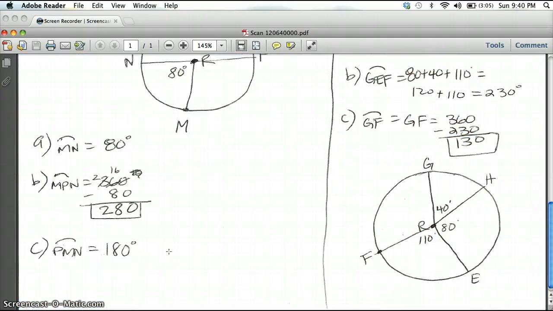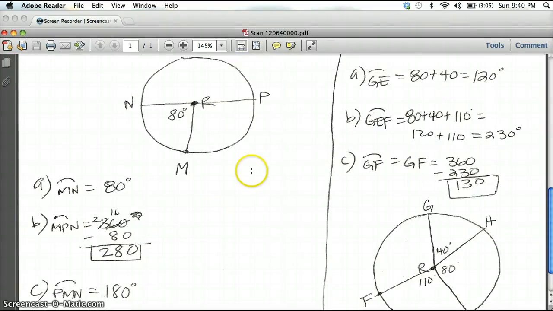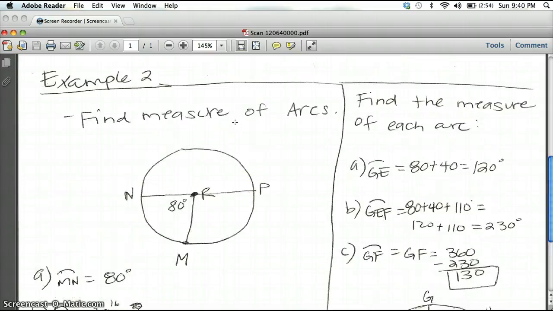And then the last arc is P, M, N. That arc creates half a circle, so it's 180 degrees.